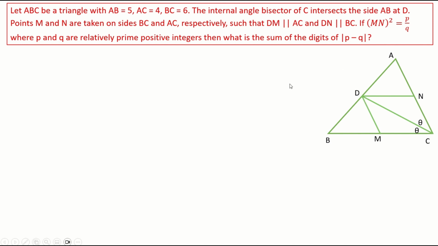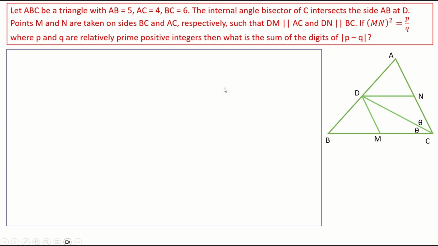Okay. In this picture, what is asked is: if MN square equals P by Q, where P and Q are relatively prime numbers, then what is the sum of digits of P minus Q? So there are 3 parts. First, find MN, then find MN square in the form of P by Q, and then take the absolute value of P minus Q. Okay, let's do it.